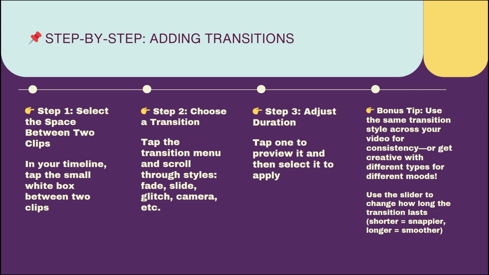So here's what we're going to do. We're going to select the space between two clips. So in your timeline, tap the small white box between two clips. Choose a transition. So tap on the transition menu and scroll through different styles: fade, slide, glitch, camera, and then adjust your duration. Tap one to preview it and then select it to apply.